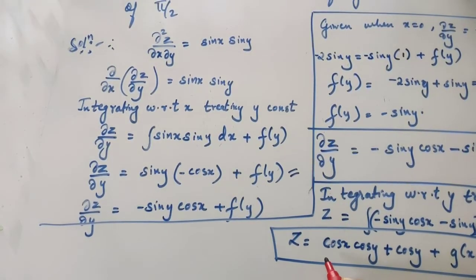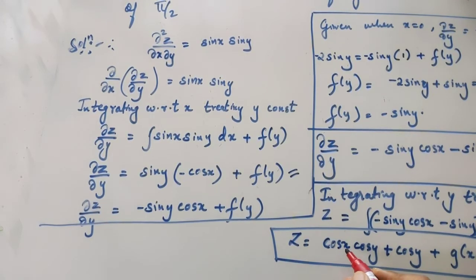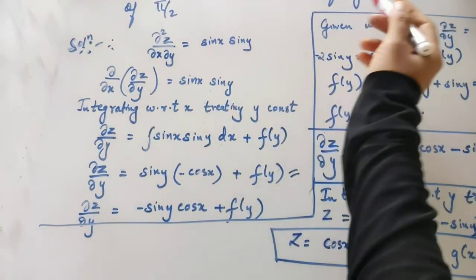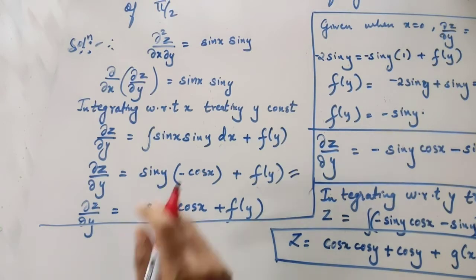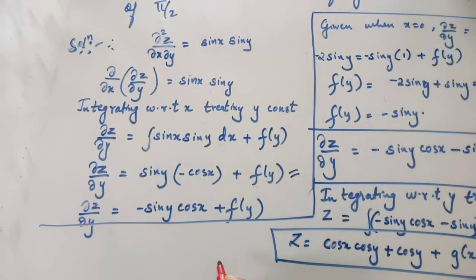Now so far we got z is equal to cos x. How we got cos x? Cos x as it is, integration of minus sin y plus cos y. Similarly, integration of minus sin y plus cos y plus g of x we had got so far. Now we have to substitute, when y is an odd multiple of pi by 2, z is 0 according to the question.